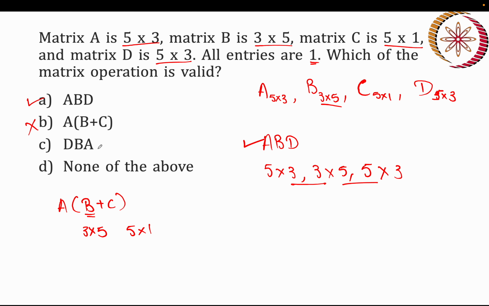And D B A, if we see D B A, so D is 5 cross 3, B is 3 cross 5, and A is 5 cross 3. You can see that this also matches the number of rows and columns, so this is also a valid operation. So these two are the valid operations. Okay, I hope this is clear. So we'll go to the next question.